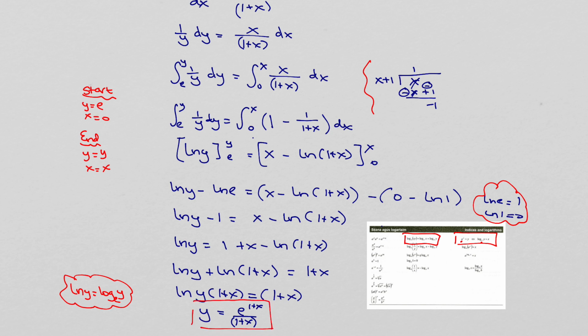So we had 5 marks for setting up our integrand. 5 marks for integrating. 5 marks for subbing in our limits and simplifying, and 5 marks for our answer.